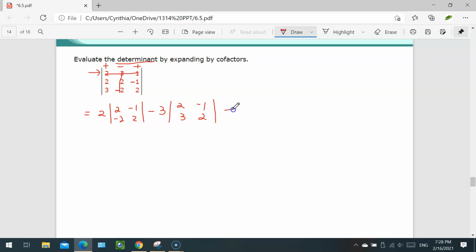Now we move to the next one. It's a +1. This number is 1. Let me erase. So the cofactor at the location row 1, column 3, we should have the positive sign. So draw the vertical line and horizontal line intersecting at 1. That means the remaining 4 will turn into the minor. So 2, 2, 3, and a -2.